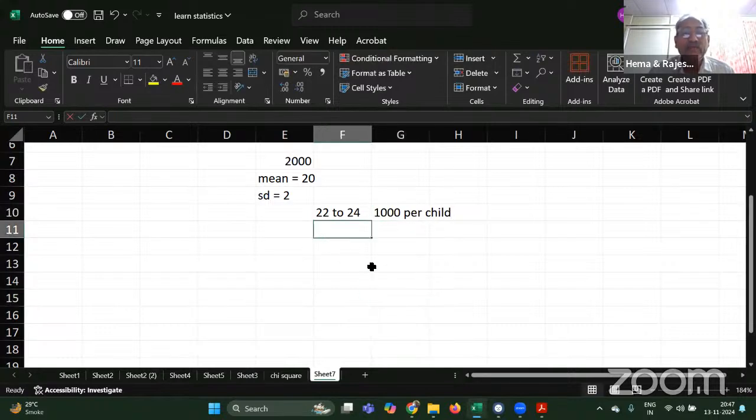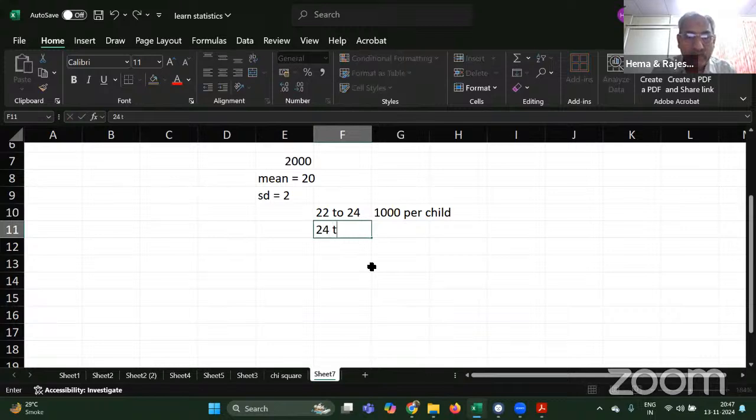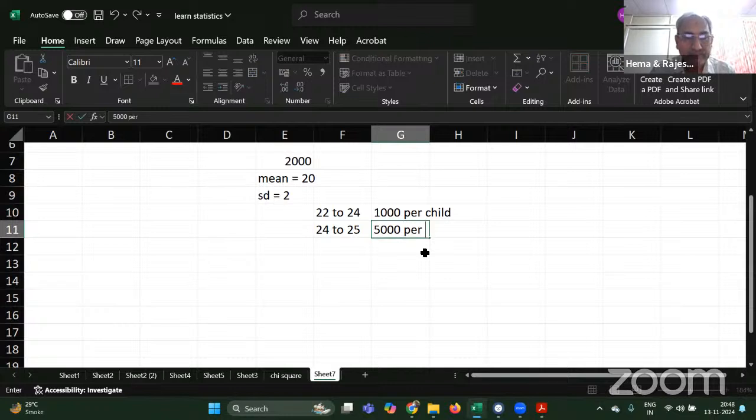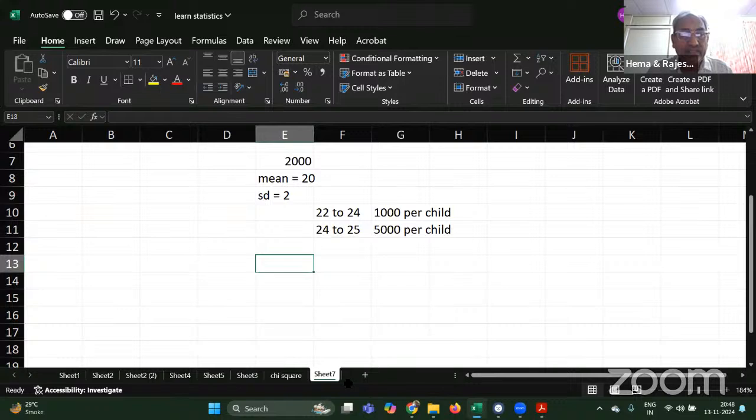And for children between 24 to 25 kg, he wants to give 5000 per child. Now, it is not a Z test, which is a test of significance, to be applied over here. You need to find out the area under the curve. And remember that the area under the curve is equal to 1.